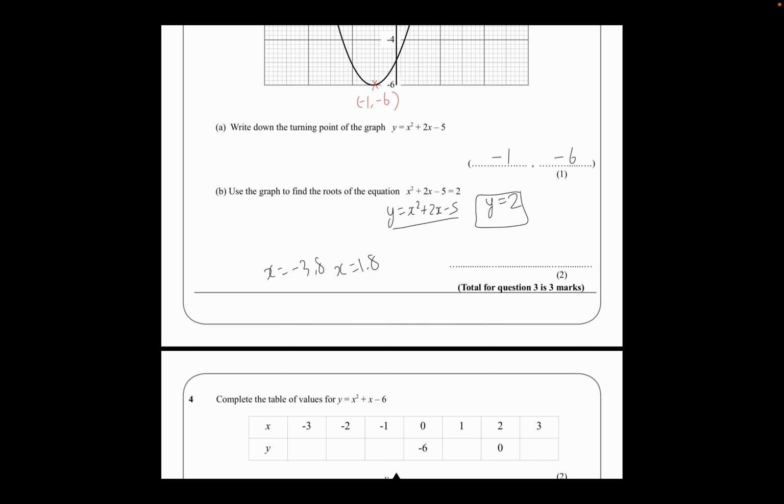So here in this case, x is equivalent to negative 3.8, and x equals 1.8. So we're just going to be writing it as negative 3.8 and 1.8. This is going to be your answer, okay, in this case.